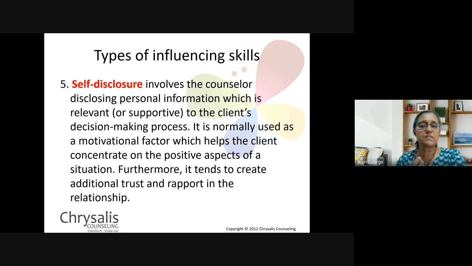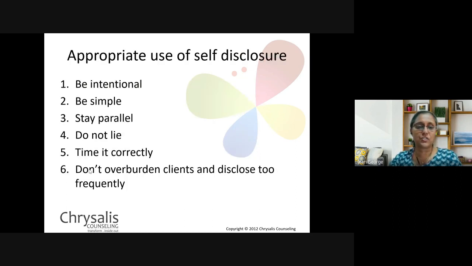So it involves the counselor disclosing some personal information which is relevant or supportive to the client's process of decision making. So it's written here, it's used as a factor of motivation which helps them to concentrate on the more beneficial effects of that situation. And it does create that sense of trust and rapport in the relationship itself.